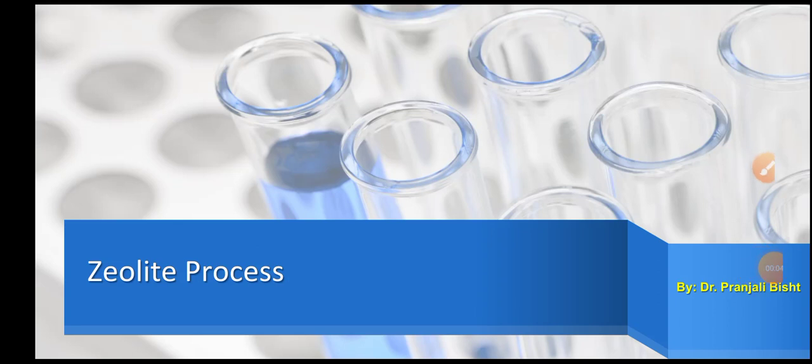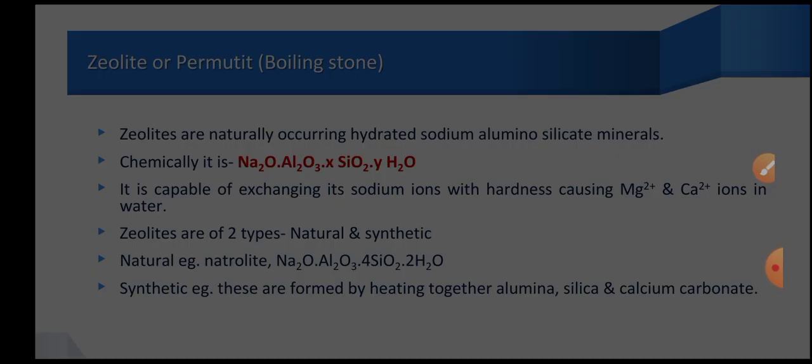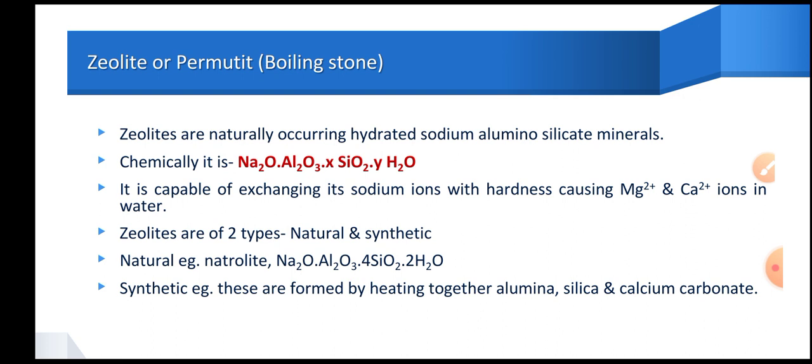This time we are going to learn about the zeolite process. So let's start. What is the zeolite process and where is it used? Zeolite is a type of external water treatment method. It is usually used in boiler treatment. By using this process, the boiler feed water is treated to remove the hardness present in it.